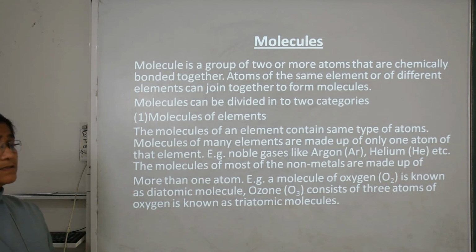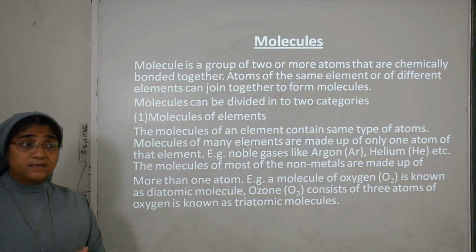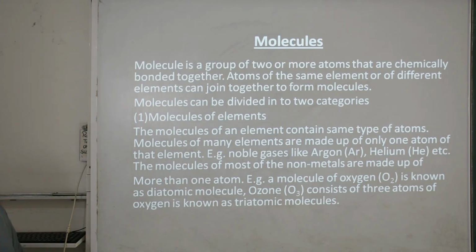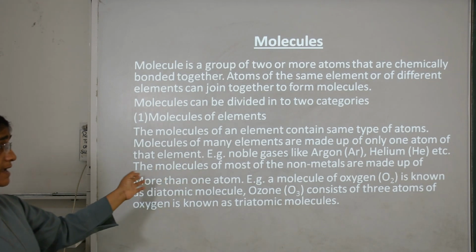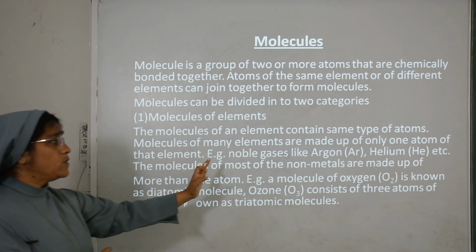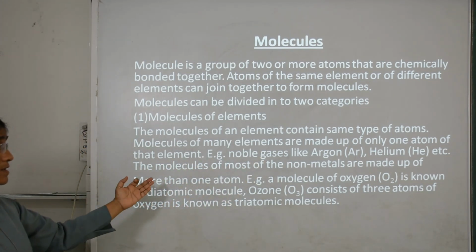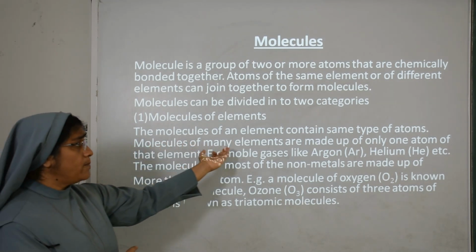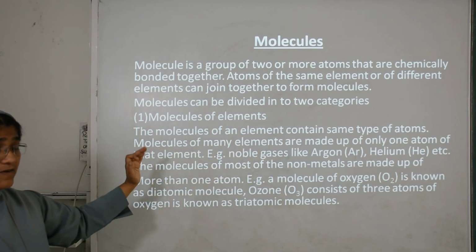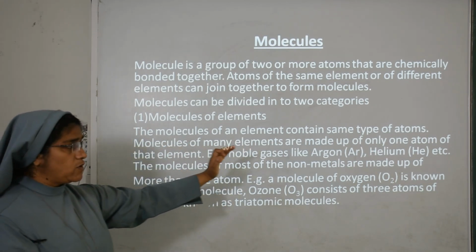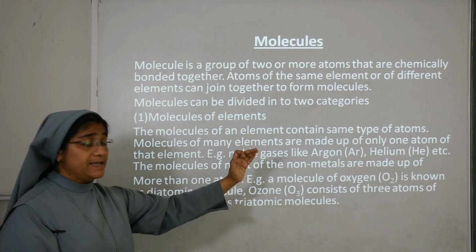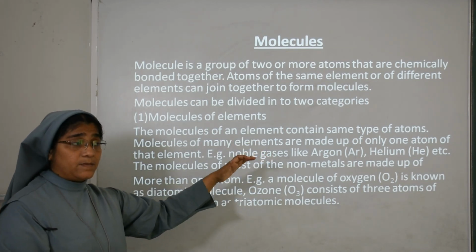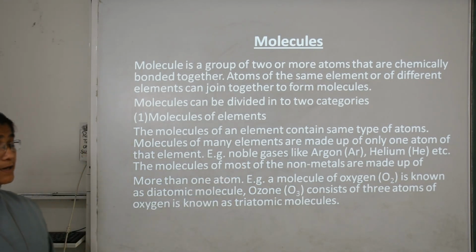For example, we can see some noble gases. What are noble gases? Noble gases do not take part in reactions. They are helium, argon, krypton, etc. In this case, we studied that molecules of many elements are made up of only one atom, that is, noble gases like argon and helium. These elements are made up of only one kind of atom.